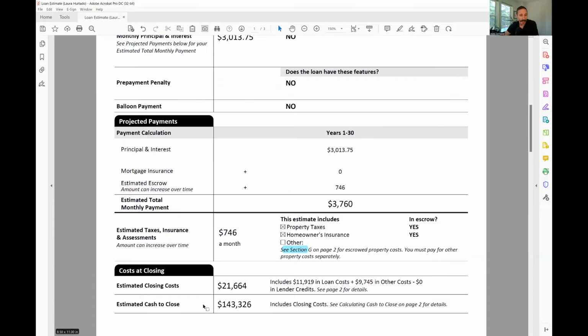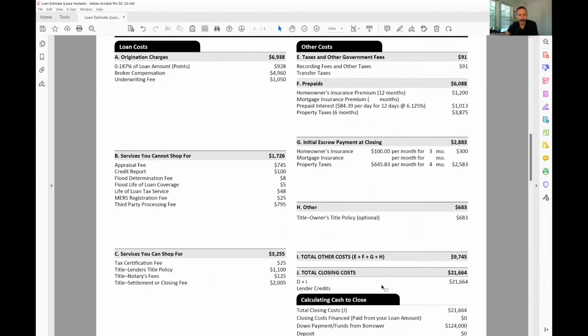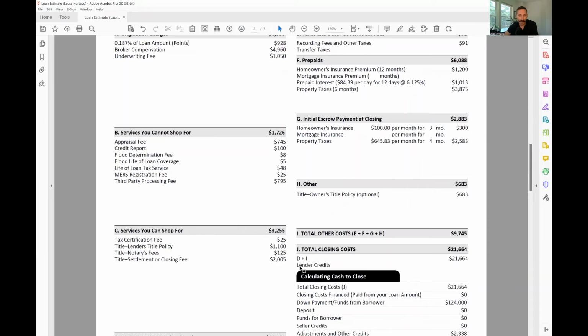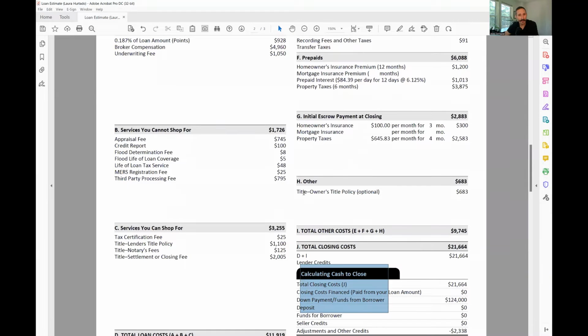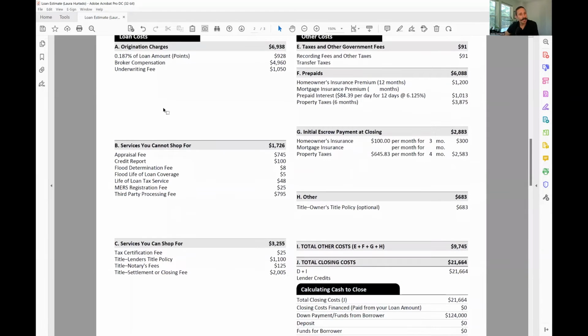And then it says estimated cash to close. So 143,326. That includes your closing costs. And again, it says see calculating cash to close on page 2. Calculating cash to close on page 2 is going to be located down here in the lower right-hand portion. It's going to have all the numbers put together. So I'll start with section A.